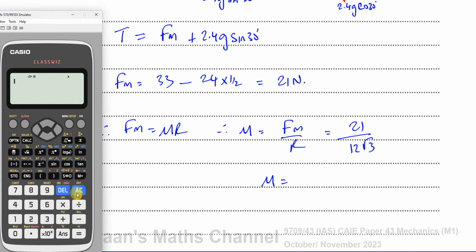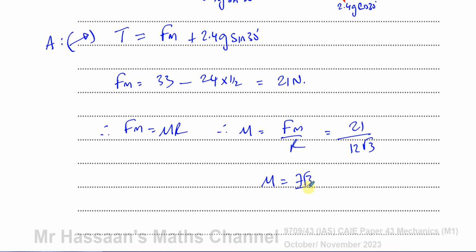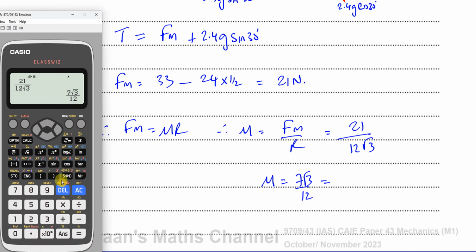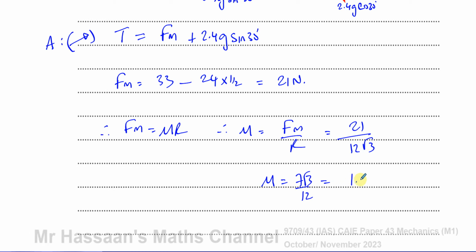Now what does that give us? It gives us 7 root 3 over 12. 7 root 3 over 12 as a decimal gives us 1.01036. As we can see, to 3SF, that gives us mu equals 1.01, which is exactly what we had to show from the beginning of the question. And so that's part A completed of this question. And now we're going to move on to part B.